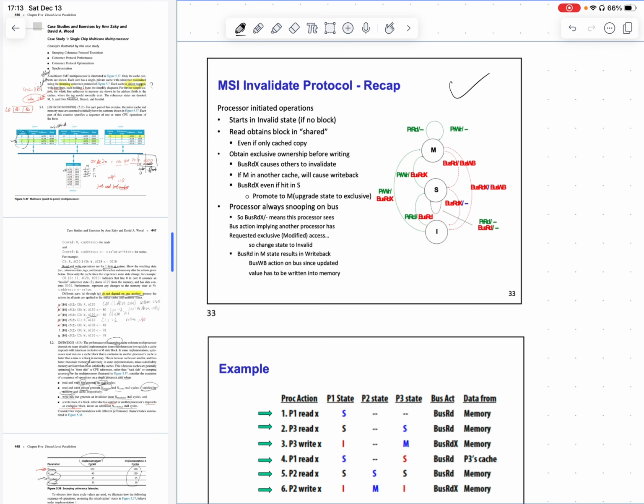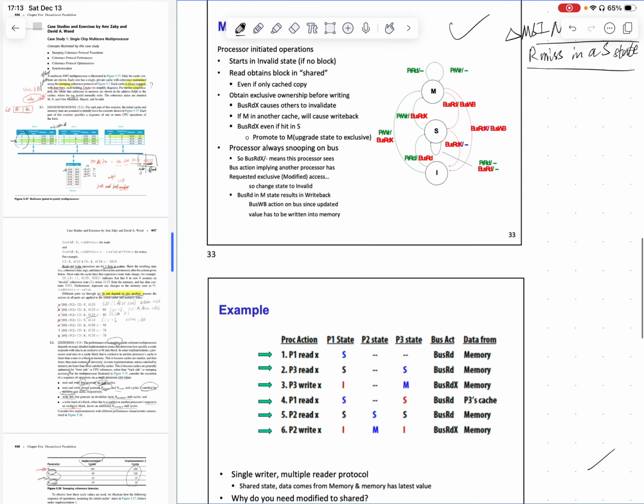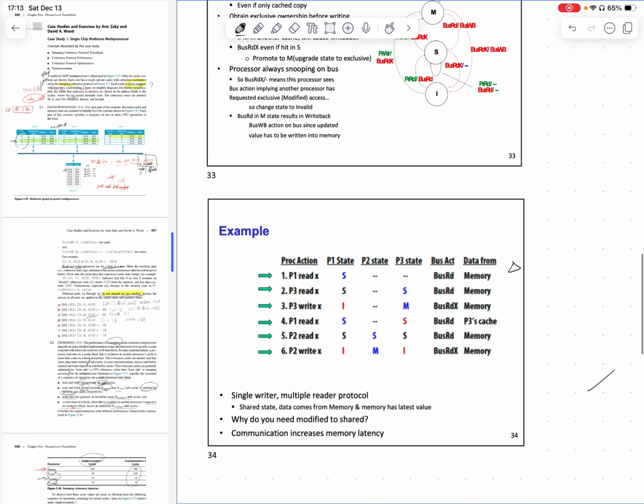One of the important parts is that MSI does not answer, I would say, does not answer what a read means in the shared state. This is really important. You can see it from this example, how it works, right? So firstly, everyone is empty initially.